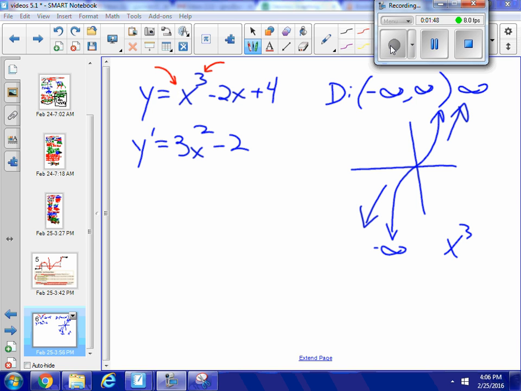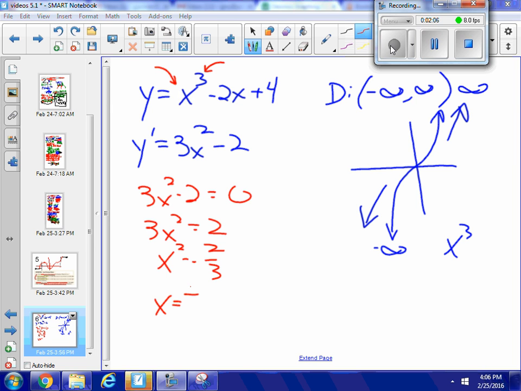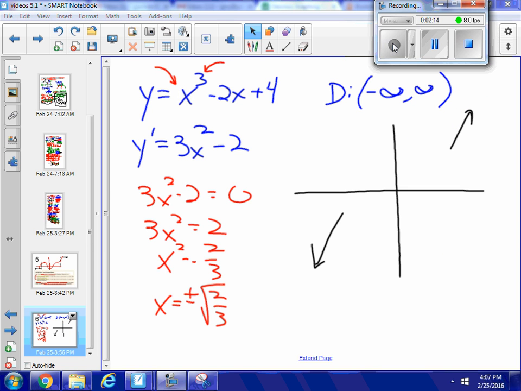minus 2. So let's set 3x squared minus 2 equal to 0. And I get 3x squared is equal to 2, so x squared is equal to 2/3. So x is equal to plus or minus the square root of 2/3. So making a new graph here, showing my end behavior, I know that I might have maximums or minimums at negative square root of 2/3, and positive square root of 2/3. And since the derivative is 0, I know that I'm going to have maximums or minimums.